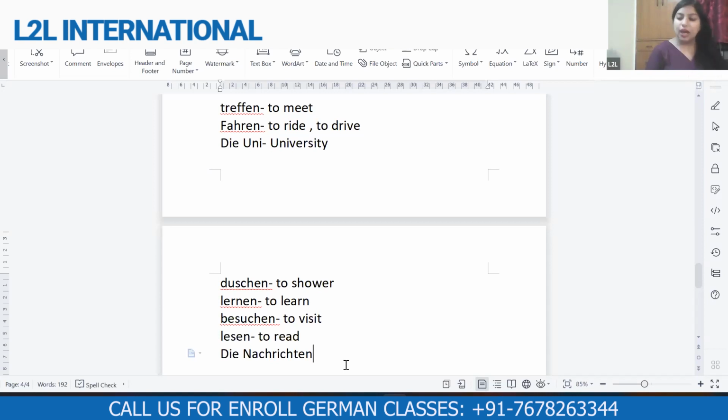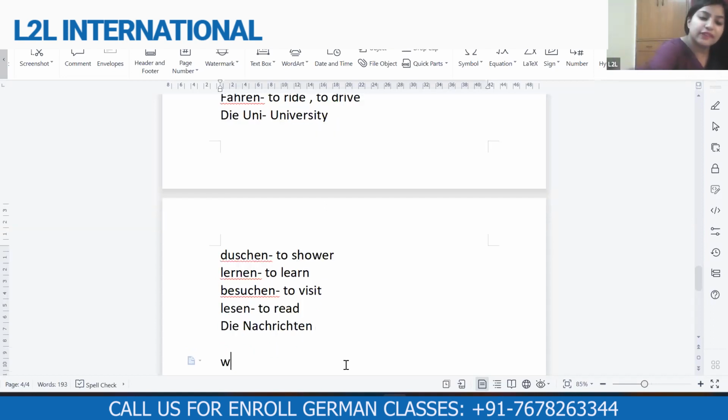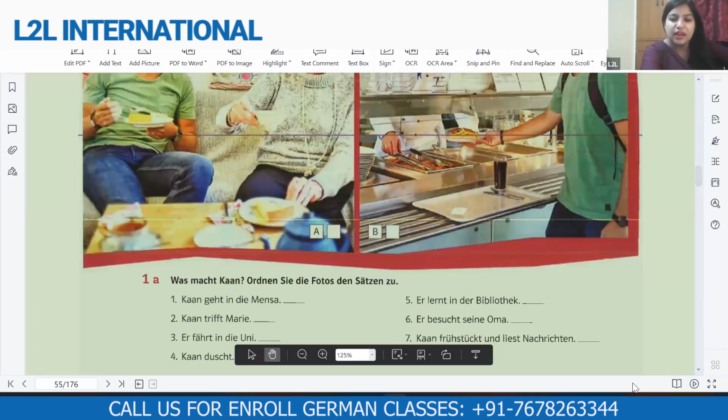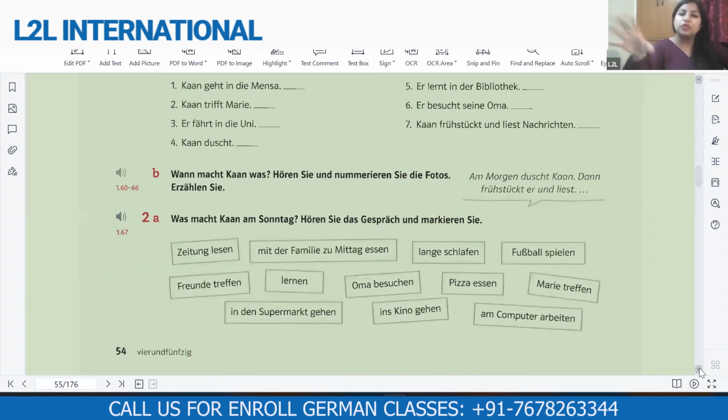Okay. Now, the second thing comes up, which is an interesting thing here. The question says, wenn marked Kann. Wenn means when. So when Kann is doing, you can see here, you have to figure out what he does first, then what he does, then what, like that. So you have to do it like that.